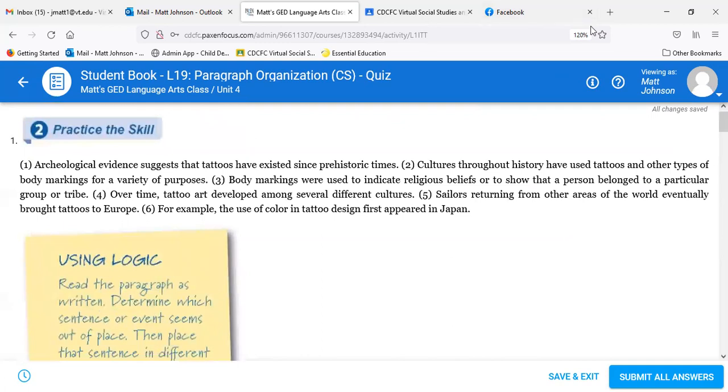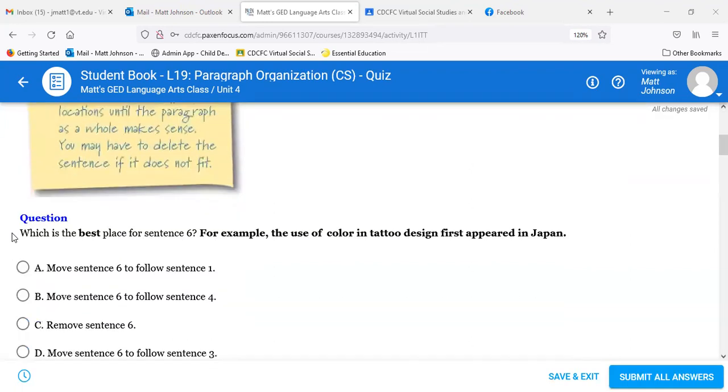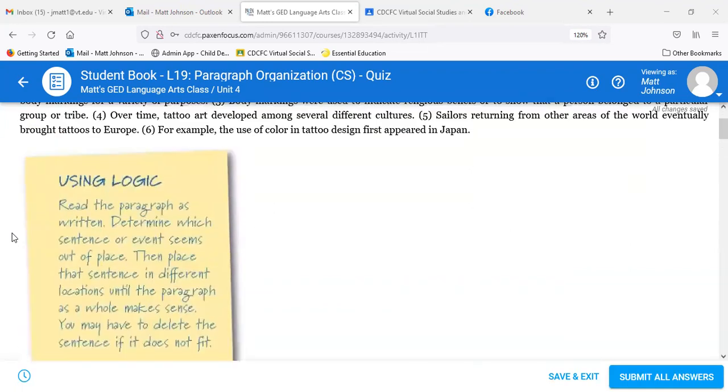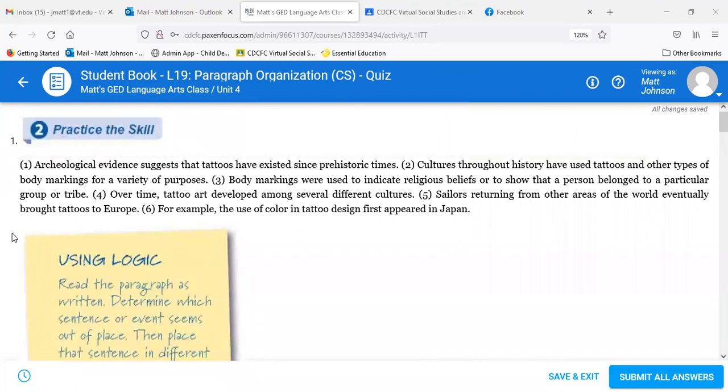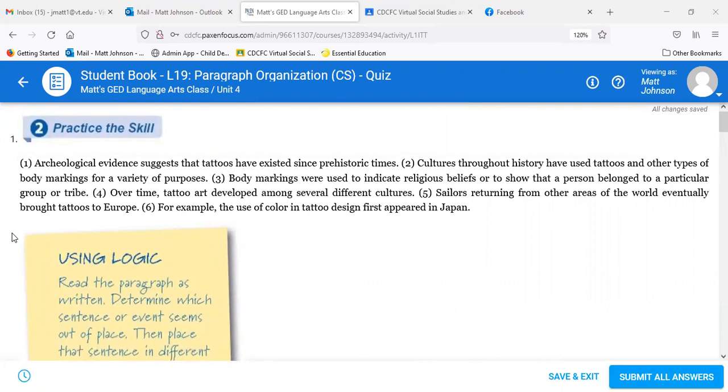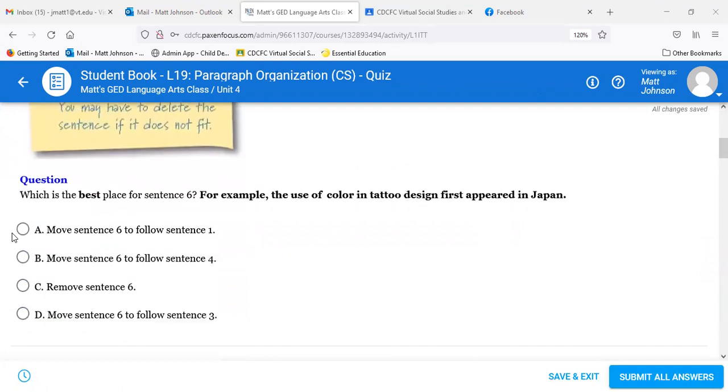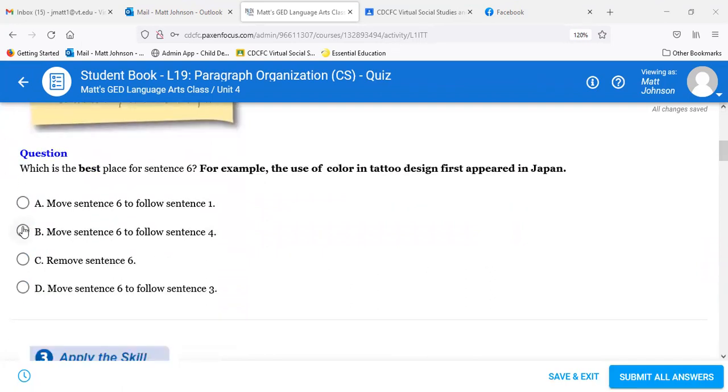To follow sentence. Let me see. No. A is out. B is out. I think it's C. Actually, they want us to move it. They want it B. Move sentence 6 to follow sentence 4.